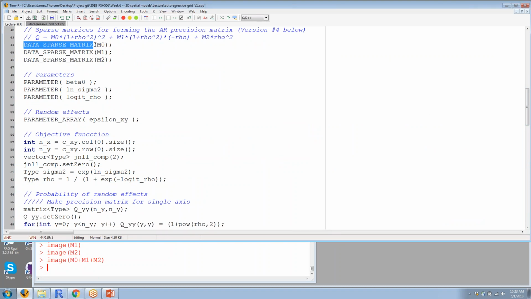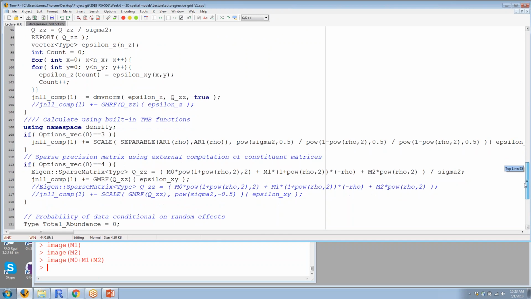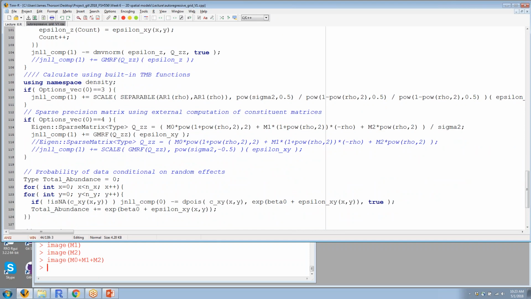So DATA_SPARSE_MATRIX is the term telling C++ that on the R side, it's going to hand it a sparse matrix. And then I assemble the precision matrix, where I define Qzz as a sparse matrix using package Eigen. I assemble it from those 3 different pieces and the parameters, and then I can input it using this function GMRF that's built into TMB, where it just expects the precision matrix of some big process, and then you give it the vector of your random effect.